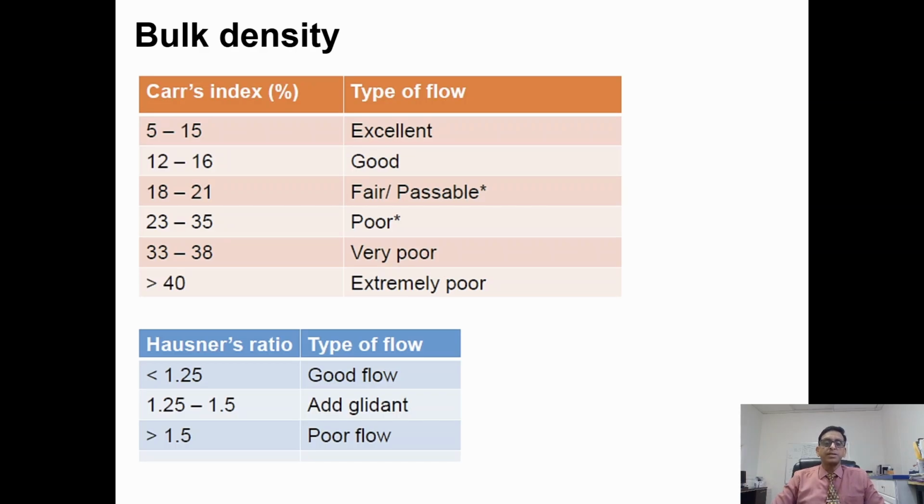Similarly, for Hausner's ratio, less than 1.25 represents good flowability. 1.25 to 1.5 needs the addition of a glidant. The flowability can be improved by the addition of a glidant, and more than 1.5 represents poor flowability.